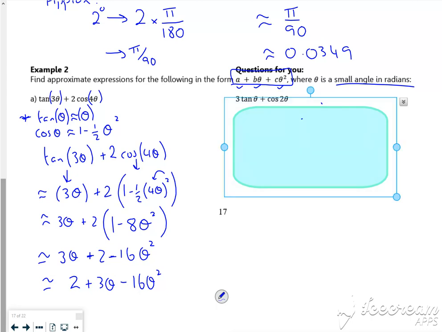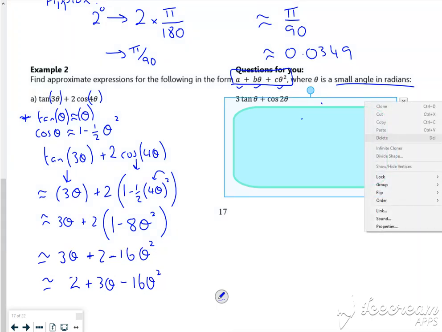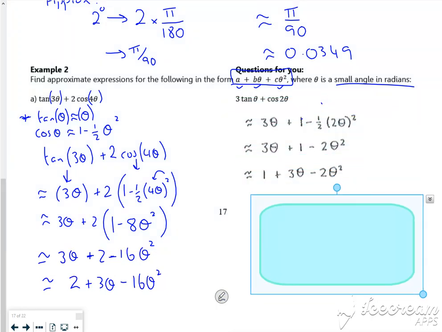There's one for you to have a go at. Is that working? There we go. So here's the answer to it. So delete isn't working. That's not ideal. Hang on. Try it again. Oh, I'll move it. There you go.